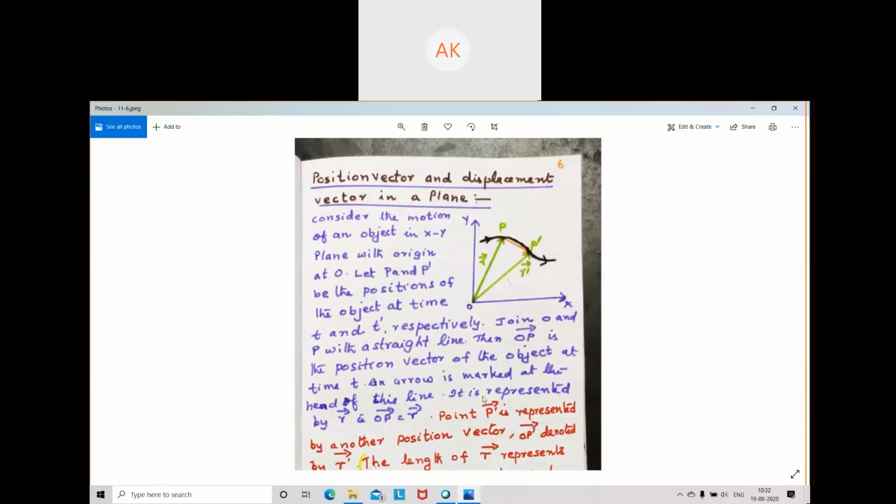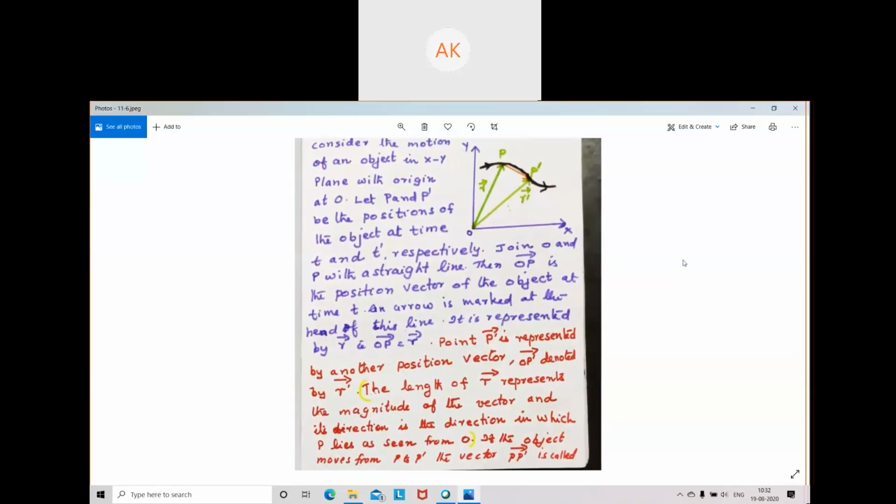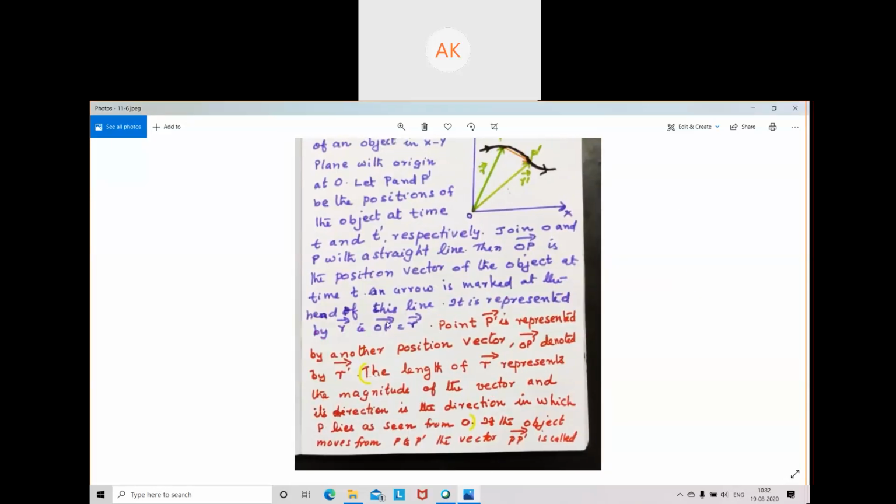So after class you can take down the notes and read again. All this that I explained here is written here. You have to just go through that. Okay, next one.